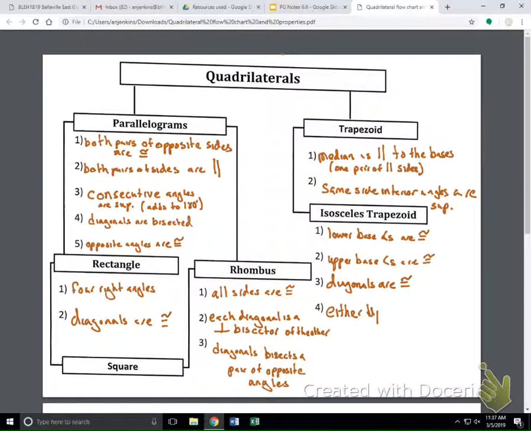Either upper base angles are congruent, which we already said, so that's not what we're looking for. Opposite. Hold on. It is supplementary to the upper angle. Yeah, but it's okay. You said it in reverse.